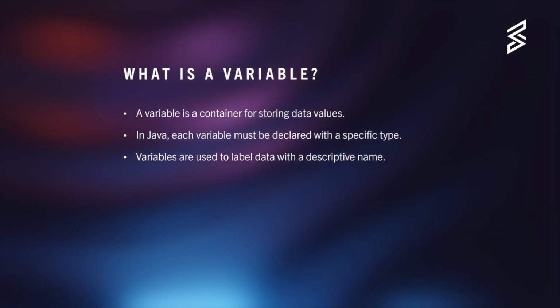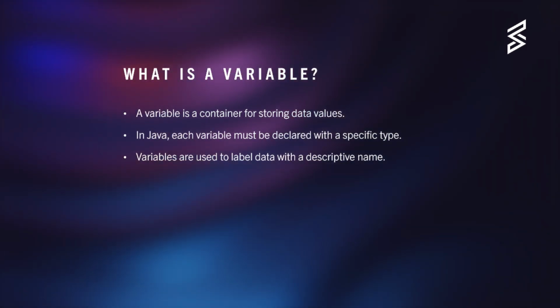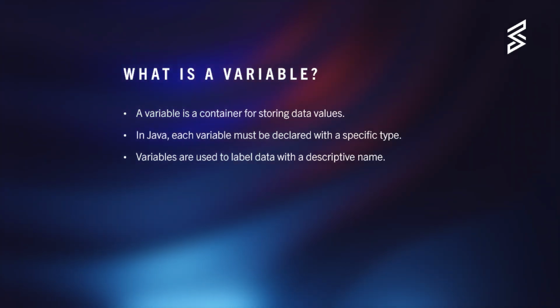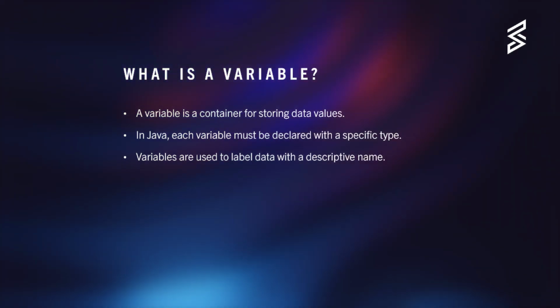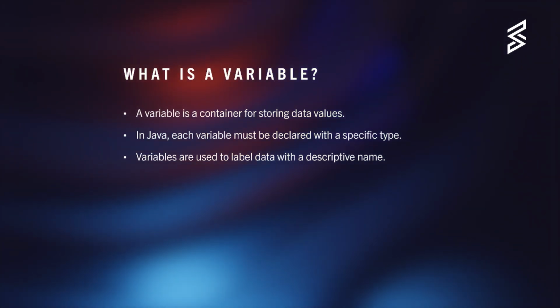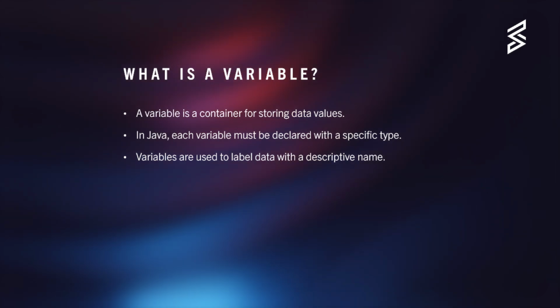So, what exactly is a variable? Think of a variable as a labeled container that holds a piece of data. In Java, you have to specify the type of data the container holds. And once labeled, you can access or change the data using that label.